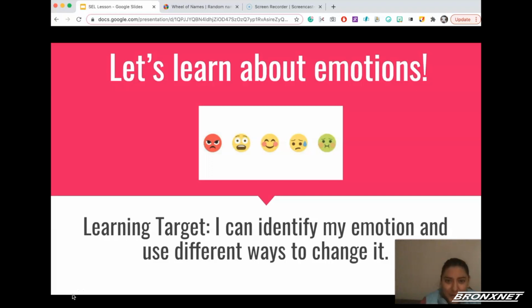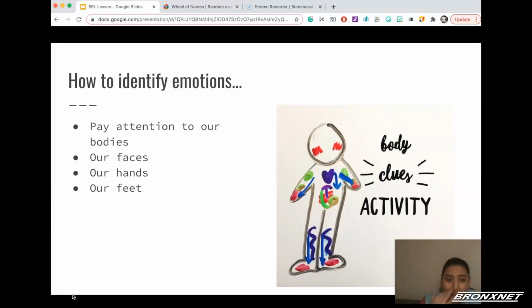Our learning target for today states, I can identify my emotion and use different ways to change it. I'd like to make one thing clear though, you don't have to change your emotion if you don't want to. It's only if you want to change it, then we're going to show you ways to do that. Let's get started. How to identify emotions.